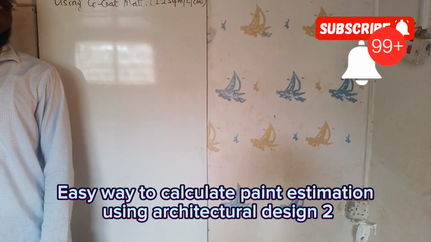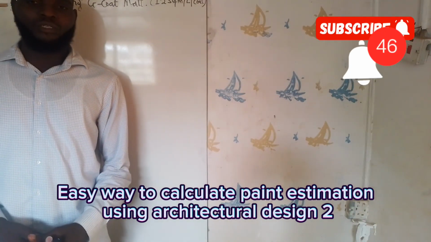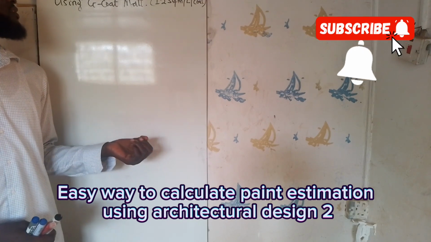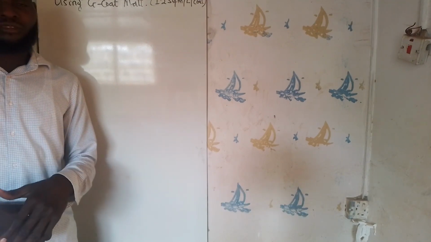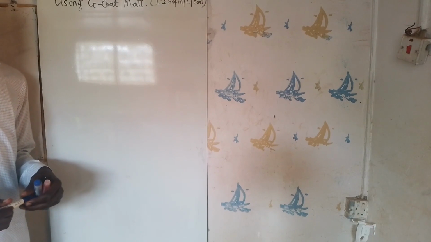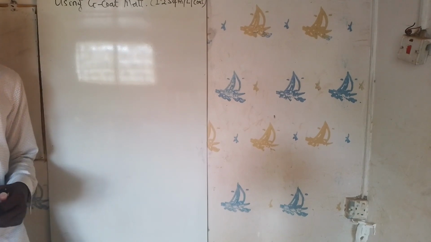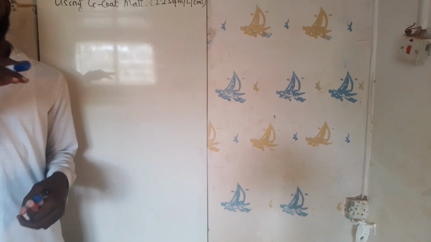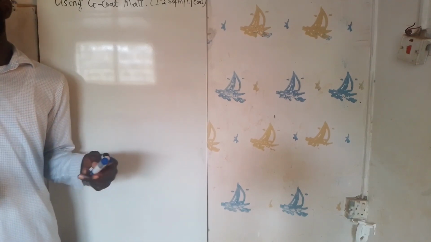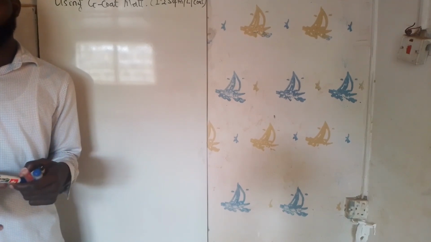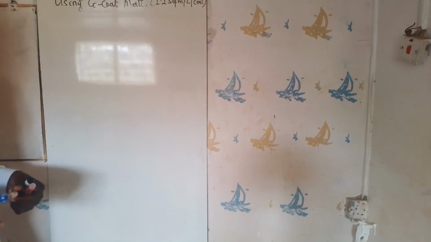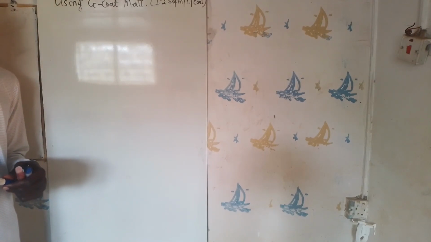Alright, welcome back. Now we're going to continue from where we stopped in our last class, that is how to calculate the paint required for a building using the architectural drawing or architectural designs, as the case may be. For those of you that were with us in our last class, I've done the areas to be painted by calculating the total area, then deducting the openings from it, and that later gave us our required square areas to be painted.